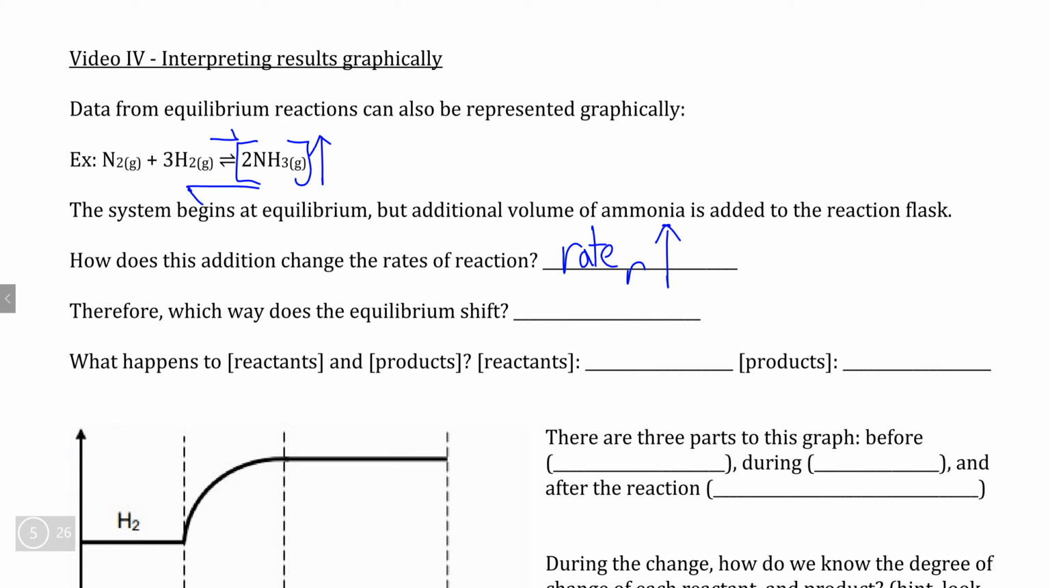Because of this, NH3 is going to be broken down into its reactants at a faster rate than it is produced, so we would expect the equilibrium to shift toward the reactant side. Because we're consuming more NH3 than we are producing it, we would expect the product concentration to decrease over time as NH3 is consumed at a faster rate, and conversely, we would expect the concentration of our reactants to increase.